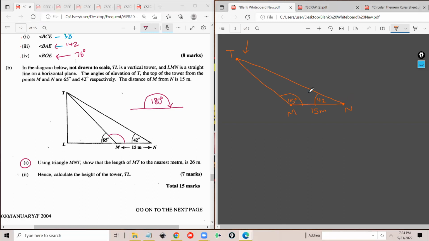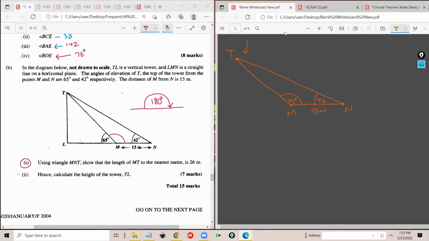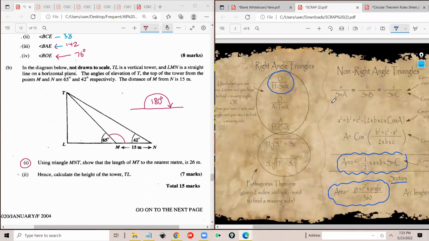Great. Now, this is definitely a non-right-angled triangle. So when we're doing this question, it's going to be either the sine rule or the cosine rule. It's going to be this one over here: a on sine A is equal to b on sine B and c on sine C.